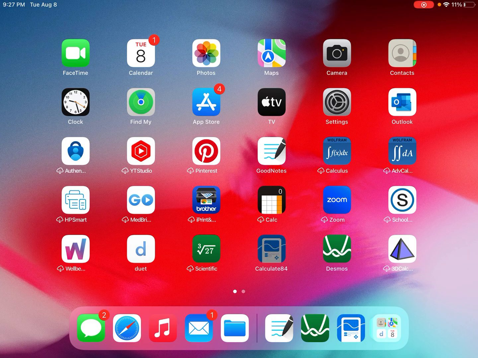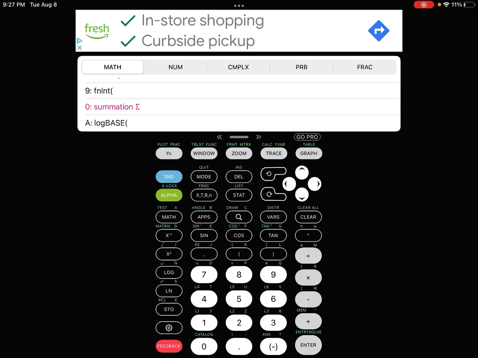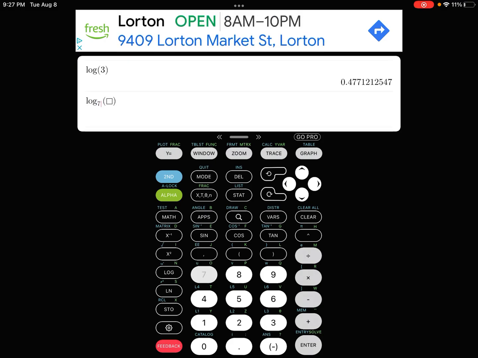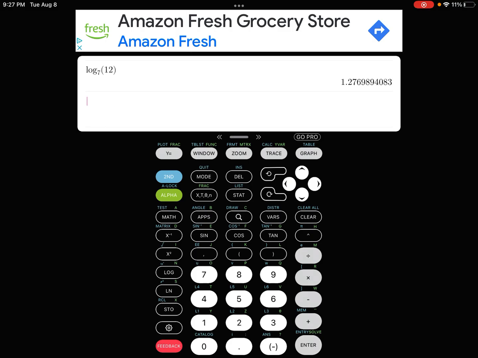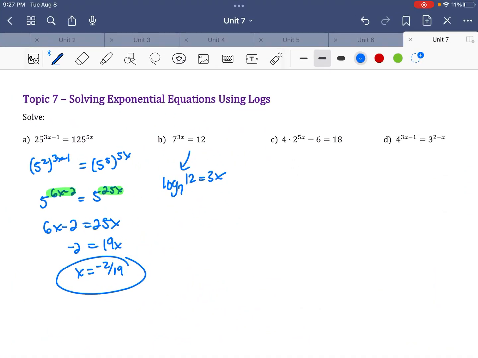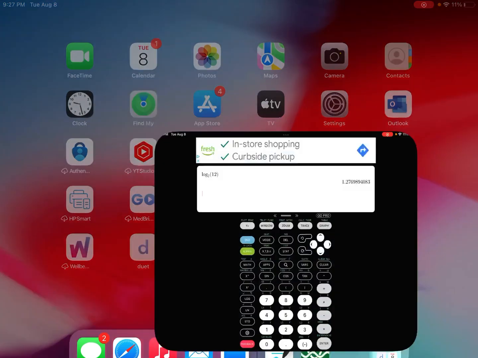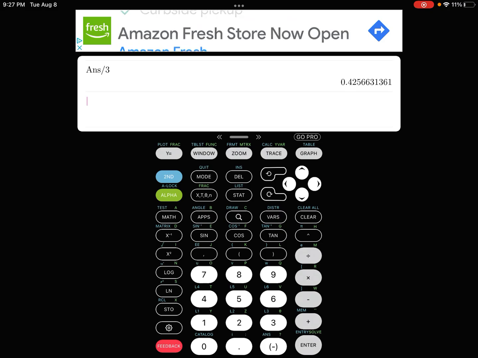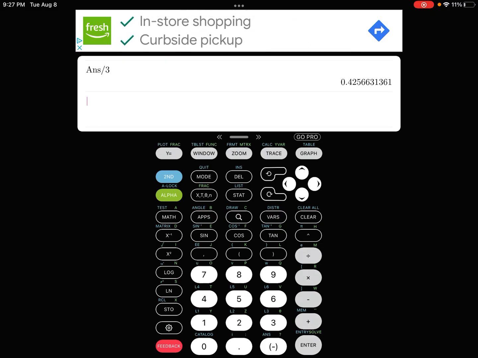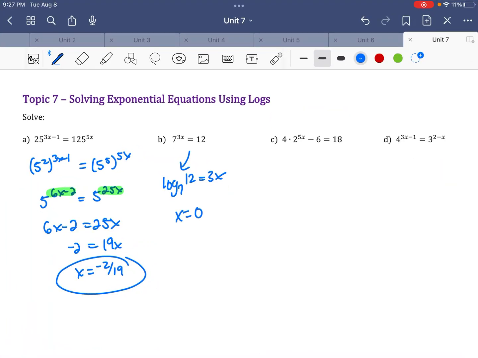I go to my calculator, log base 7 of 12. So press the math button, go down, go to log base. So log base 7 of 12, get that answer, and divide it by 3. And there we have it, 0.4257. That's one way to do it.